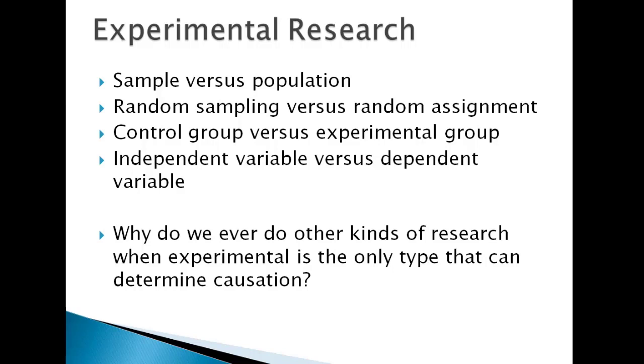So there are several different terms on this slide that are important to understand if you're going to understand experimental research. So first of all, experimental research, allowing us to determine causation, is going to require us to start off by identifying our population. Your population would be all of the people that you're interested in studying. So let's say, for example, that we have a new treatment for depression. Our population would be all individuals with symptoms of depression.